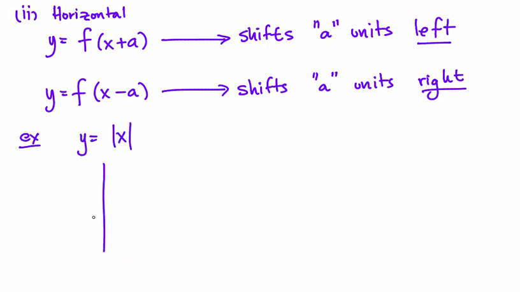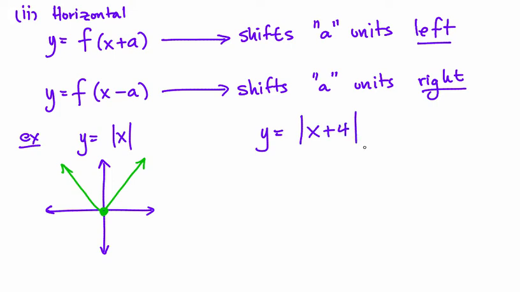If you have the square root function, which originally looks like that V shape, so it goes through 0, 0 and up 1 over 1, up 1 over 1 in both directions, and then you ask, well, what does the function look like if I take the whole graph and make it absolute value x plus 4? Well, the plus 4 works like the plus a, and it actually shifts the whole graph to the left.